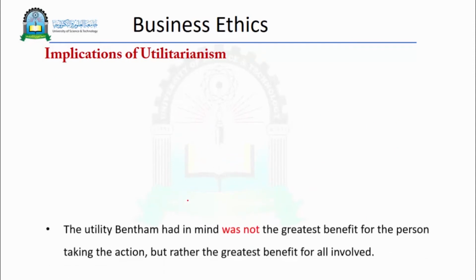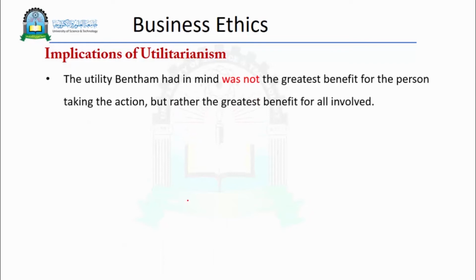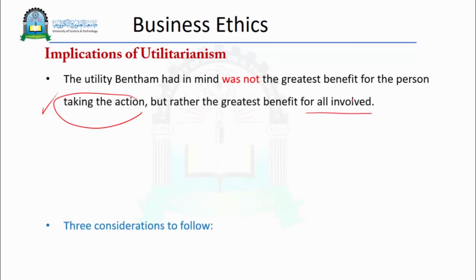Now, there are some implications of utilitarianism. For example, the utility Bentham had in mind was not the greatest benefit for the person taking the action. Remember, here we're not talking about the decision maker, rather we're talking about the stakeholders, the people involved. If you're talking about a manager who makes a decision, basically the manager will come up with a decision that serves his own interest. But the ethical point here is to what extent this decision can also affect the other stakeholders, like customers or even the employees.